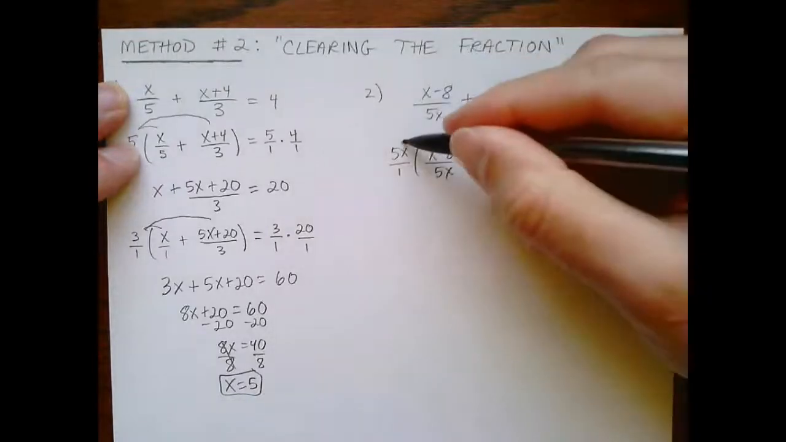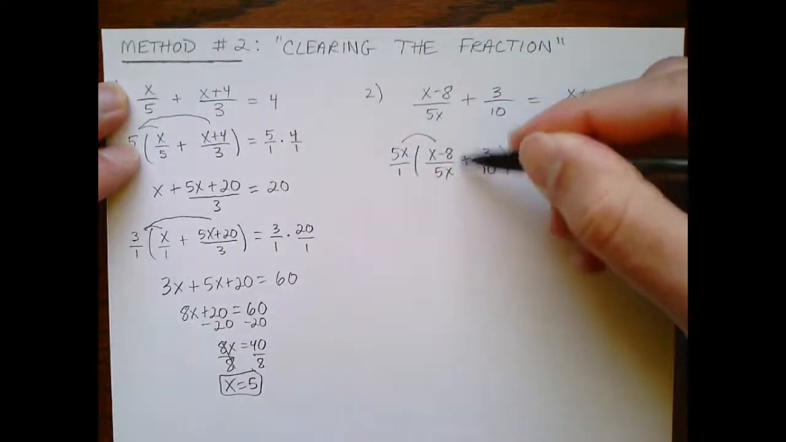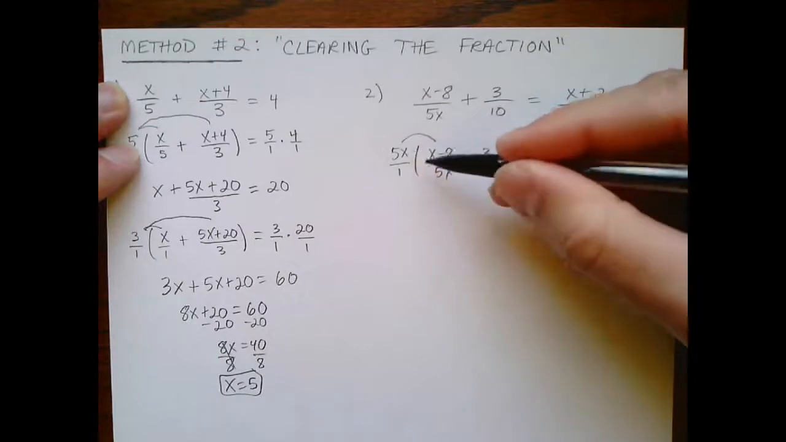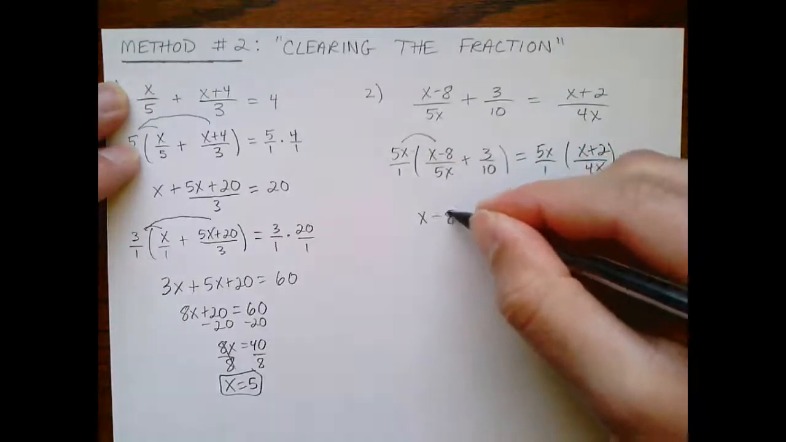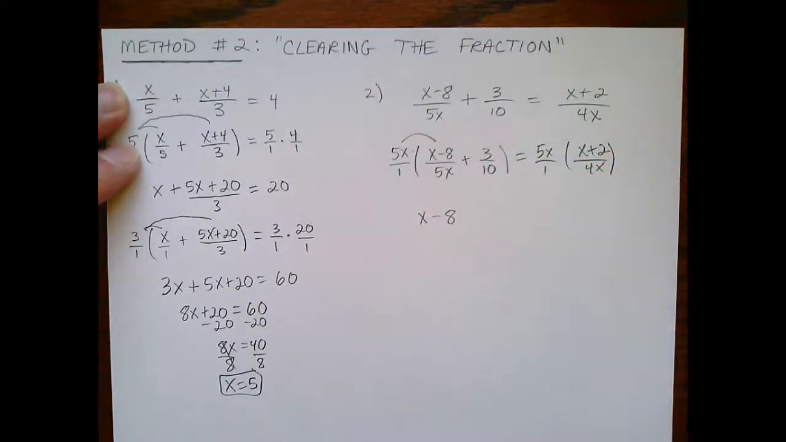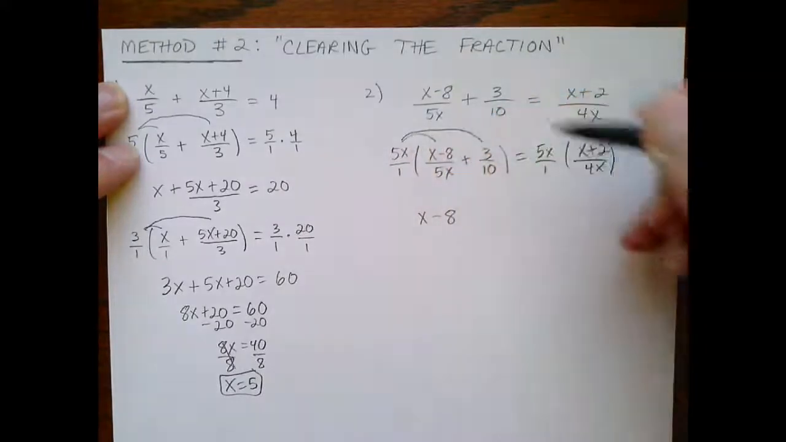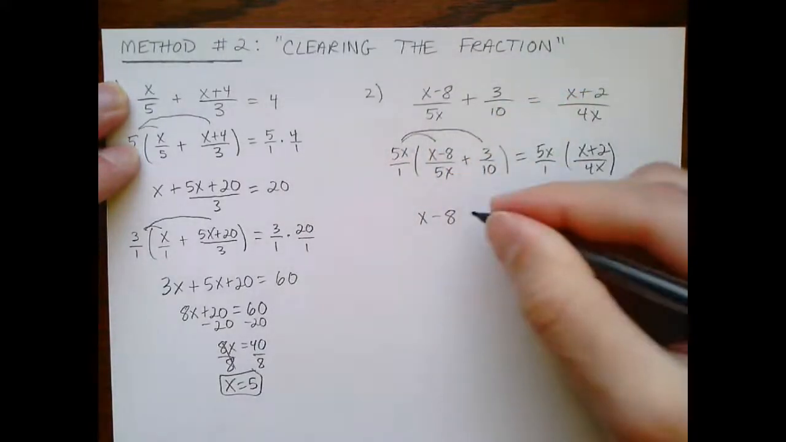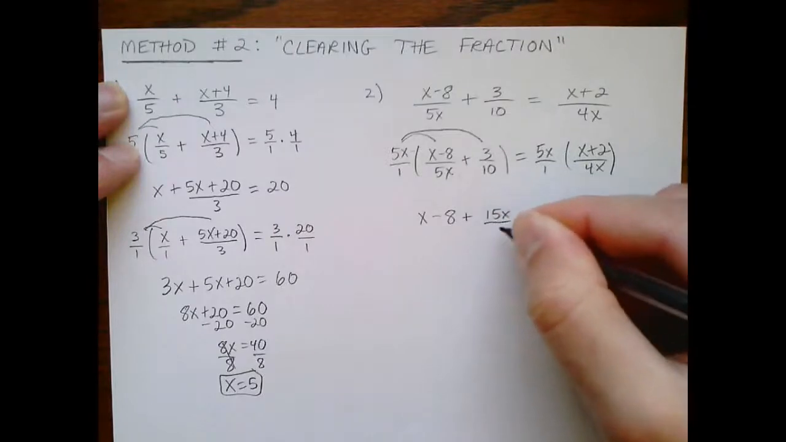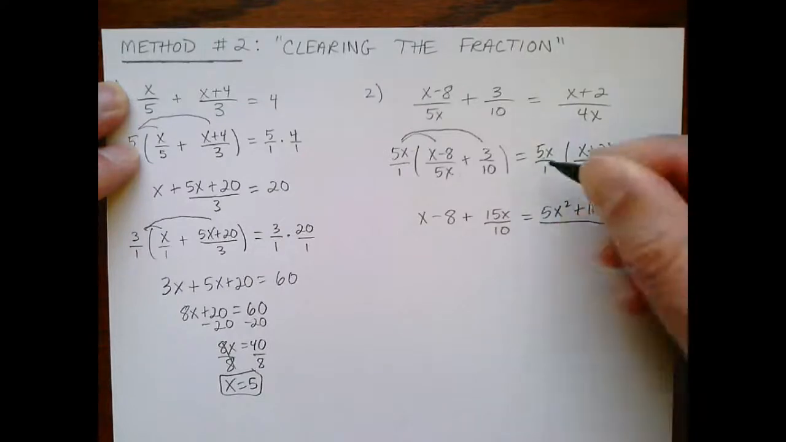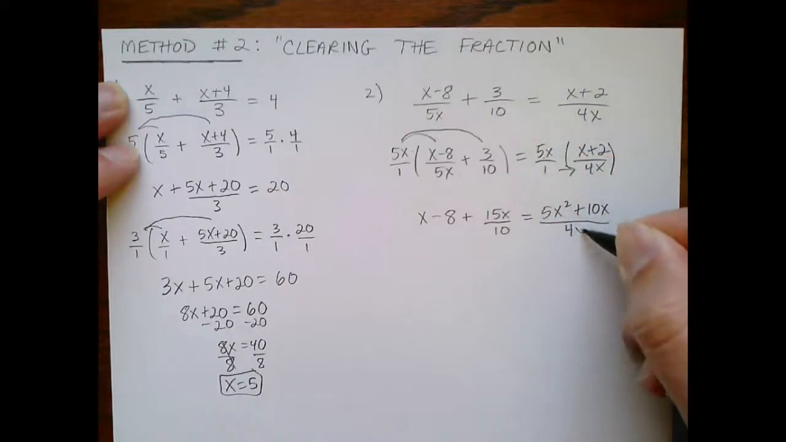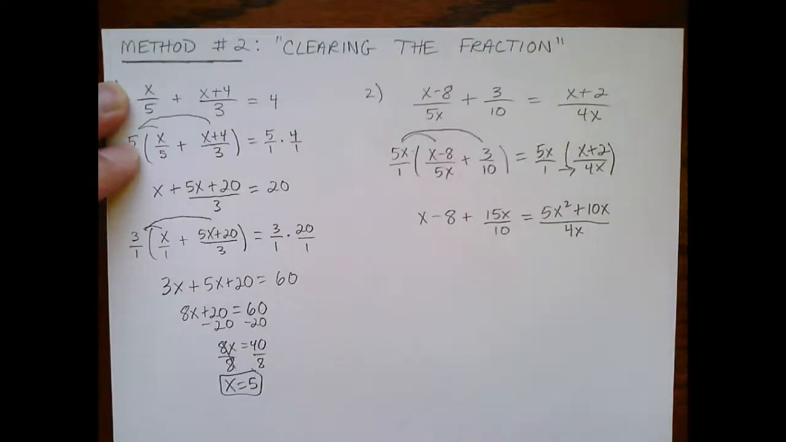Because in the first one, if I'm distributing this 5x over 1, 5x over 1 times x minus 8 over 5x, multiplying by 5x and dividing by 5x would cancel each other out, which leaves me with just the quantity of x minus 8. You see I've already got rid of the first fraction. Now I'll take 5x over 1, I'll distribute into the second one. 5x over 1 times 3x over 10 would be 15x over 10 equals, I'll multiply this guy by distributing inside there, 5x times x, 5x squared, 5x times 2, 10x, all over 1 times 4x, because it goes straight across, is just 4x. You see, clearing the fraction, I've already gotten rid of one of the fractions.